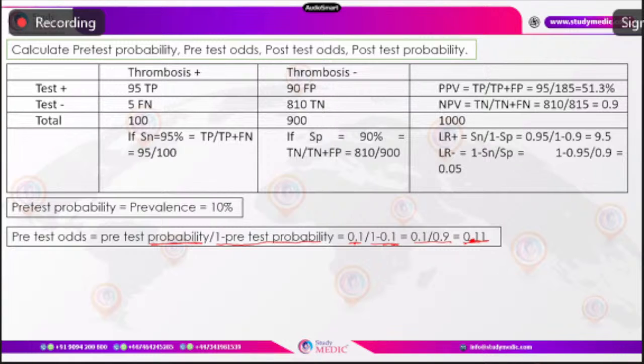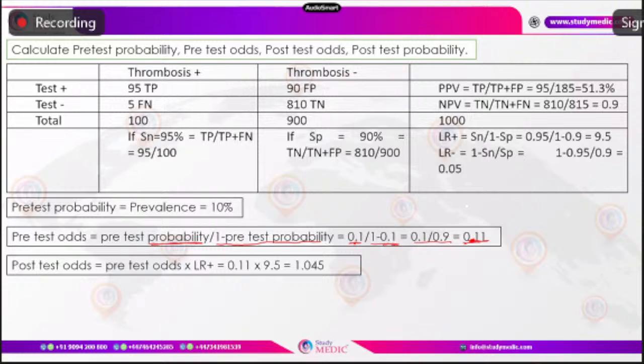Okay. Now, what is post-test odds? To calculate post-test odds, we need to multiply the pre-test odds with the likelihood ratio, right? So, post-test odds is equal to pre-test odds of the diagnostic test multiplied by the likelihood ratio. We have calculated the likelihood ratio as 9.5, pre-test odds as 11%. So, this is the multiplication. We get 1.045 as the post-test odds.